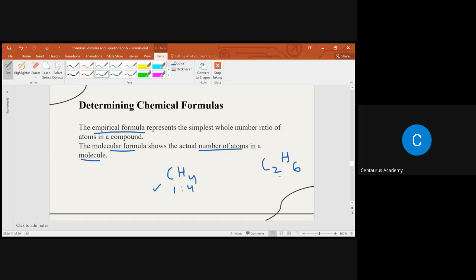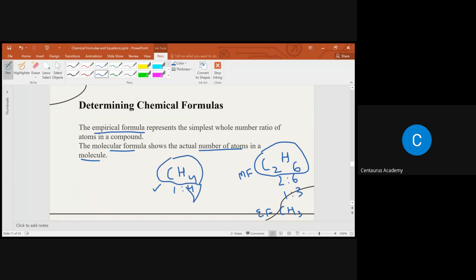Can these two be simplified further? C2H6, can this be further simplified? Yes, it can be 1:3. So this means the empirical formula has to be CH3. The empirical formula of C2H6, which is an alkane, an organic compound, is going to be CH3. Whereas the molecular formula, which is the actual representation of the atoms present in a molecule, is C2H6.